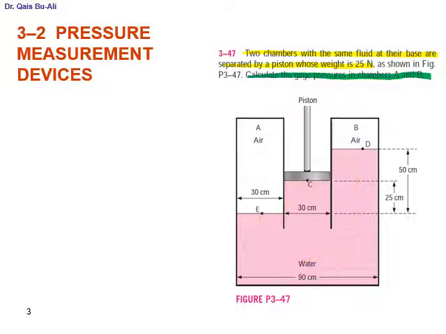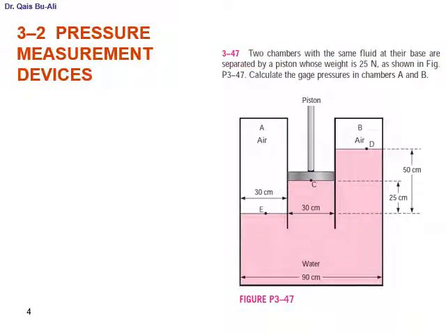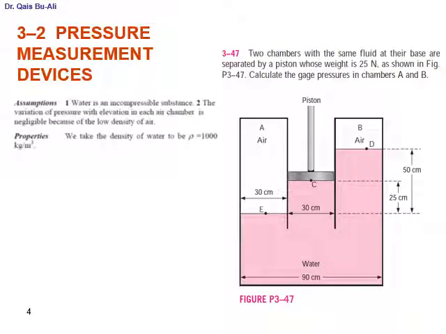So the question is how we are going to tackle this problem. As usual, the first thing to think about is the assumptions. So what are the assumptions here? The first assumption or fact is that you can take the density of water to be 1000 kilogram per meter cube, at the given temperature. So water is an incompressible substance and its density is 1000 kilogram per meter cube.